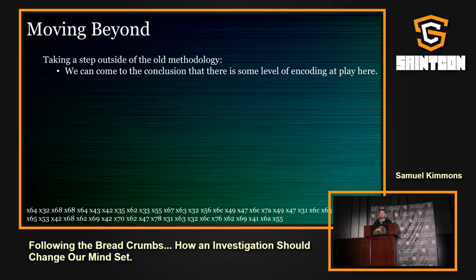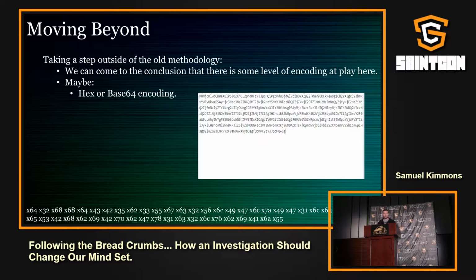So taking a step outside the old methodology, we can come to the conclusion that there may be some level of encoding at play. So maybe it's hex or base 64 encoding. If you were able to see it a little bit more clearly, you could see that the letters actually go beyond what's allowed for hexadecimal or base 16. We know that ends at the character F. So we can see there's actually a P there. So we could probably assume it's some other level of encoding.